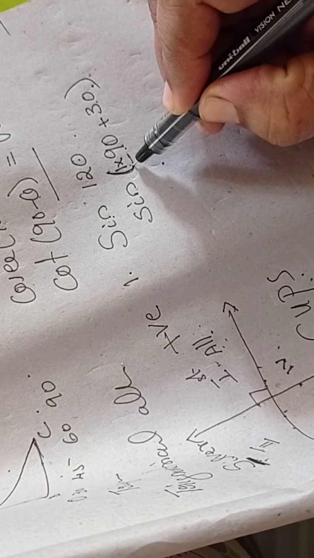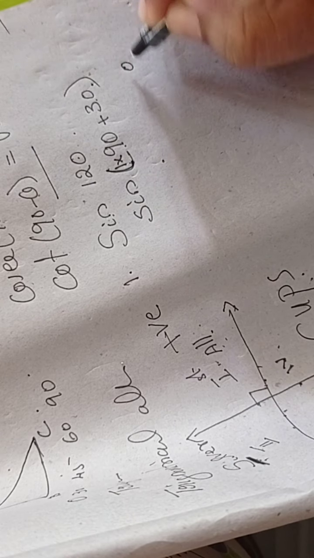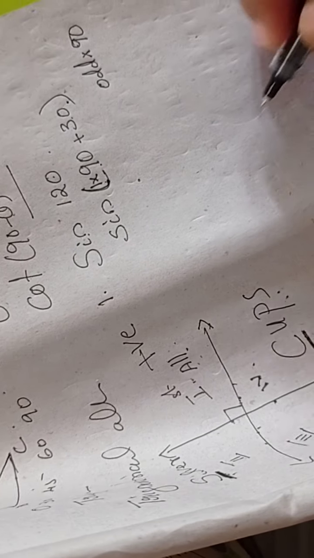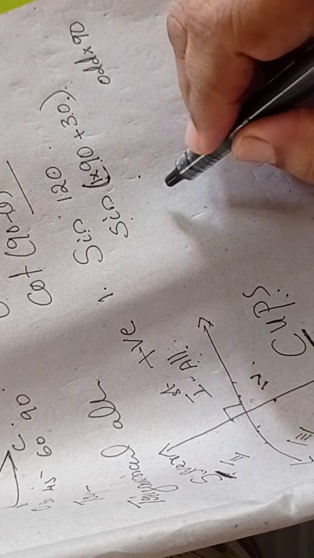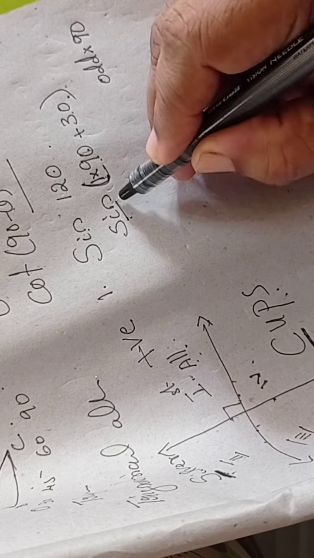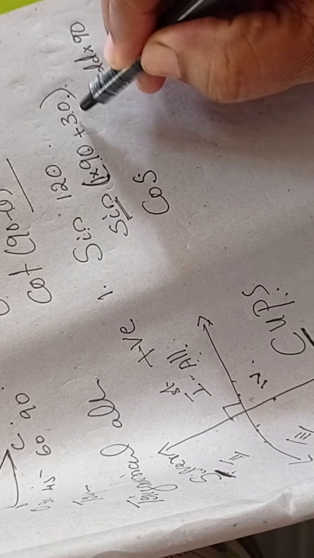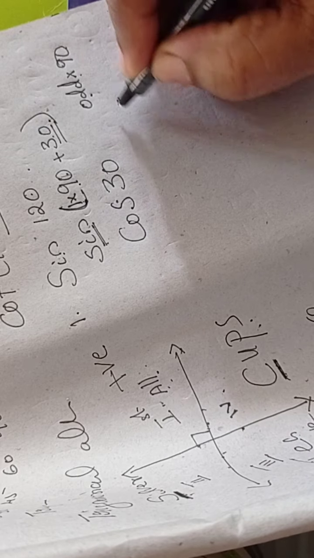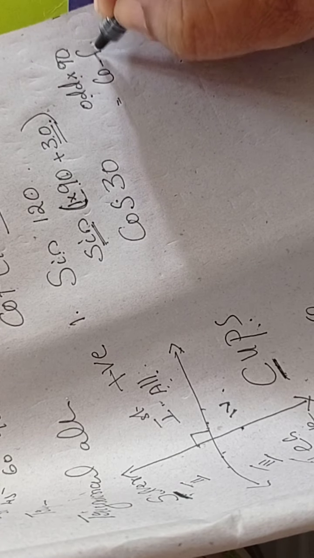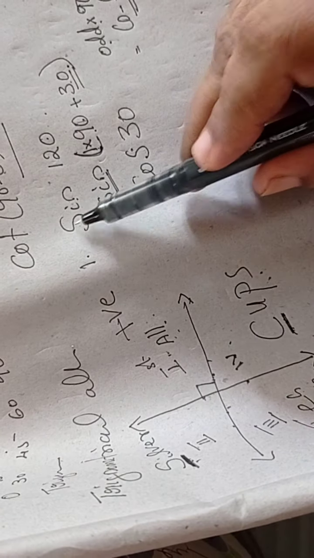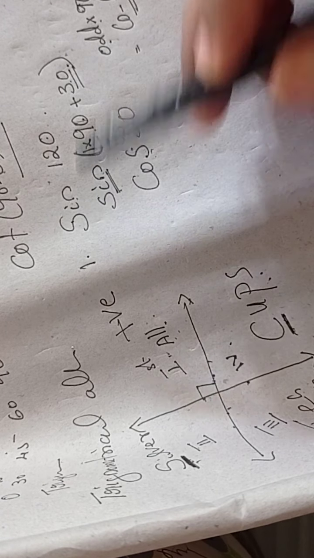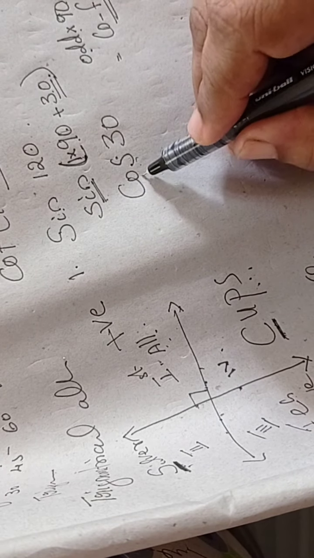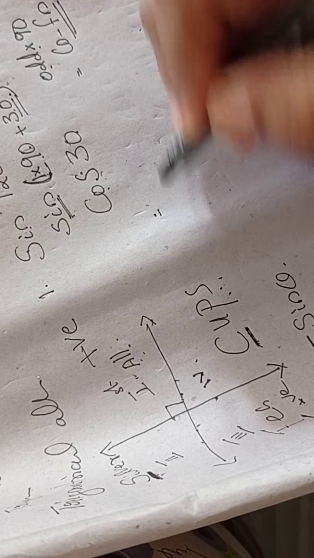If you write an angle as an odd number into 90, listen carefully, sine changes to its cofunction. That means here 1 into 90, therefore sine changes to cos 30. Cofunction means sine changes to cos, cos changes to sine, tan changes to cot, cot changes to tan. Understand? Therefore, cos 30.